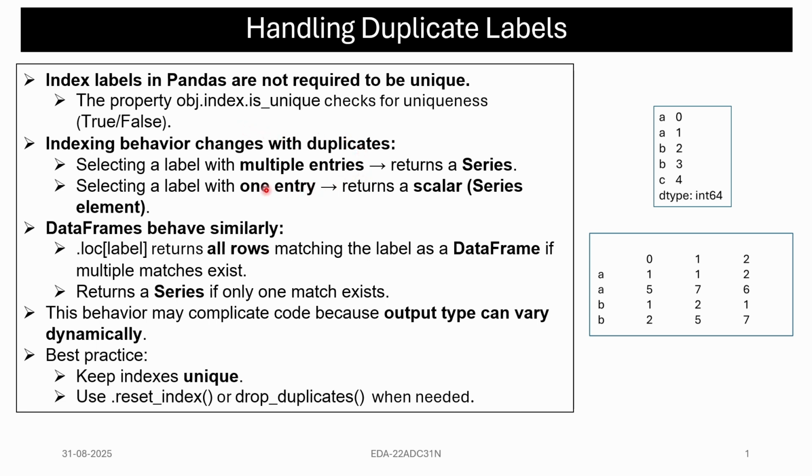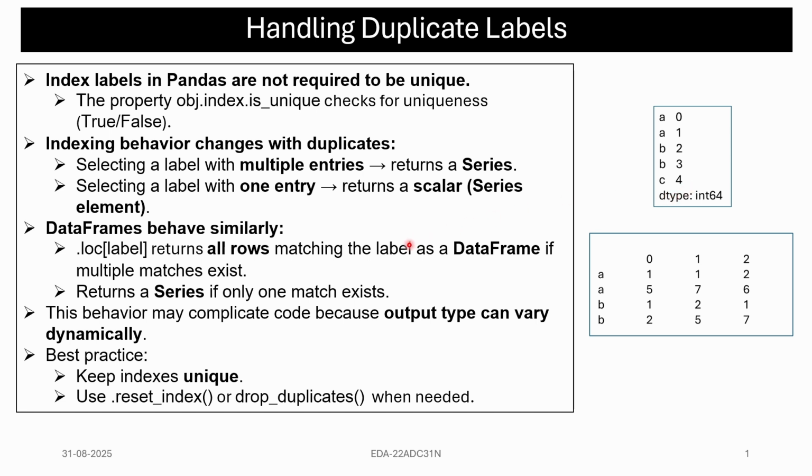Similarly, indexing behavior changes with duplicates. For example, if you take a series object and try to retrieve a label with multiple entries, for example, here we have label A with multiple entries and label C with only one entry, if you try to retrieve the label A, it is going to return another series object. Similarly, if the index is not repeated, and we try to access the index C, it is going to retrieve a scalar value.